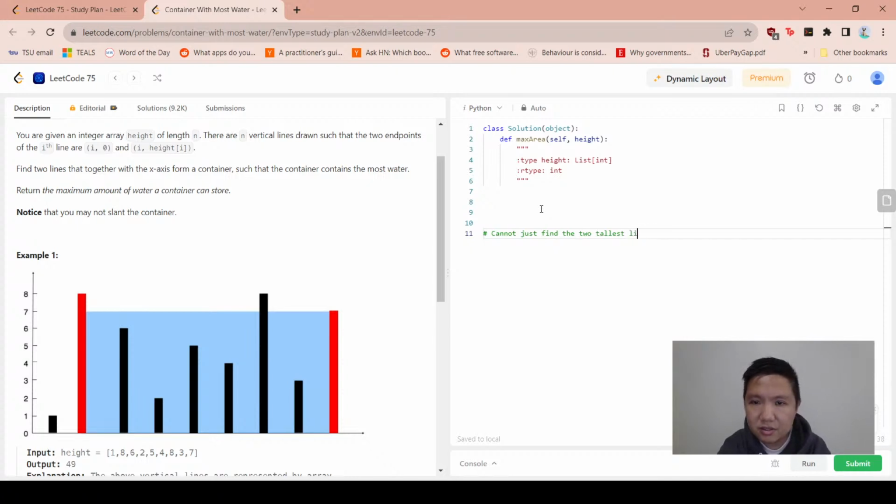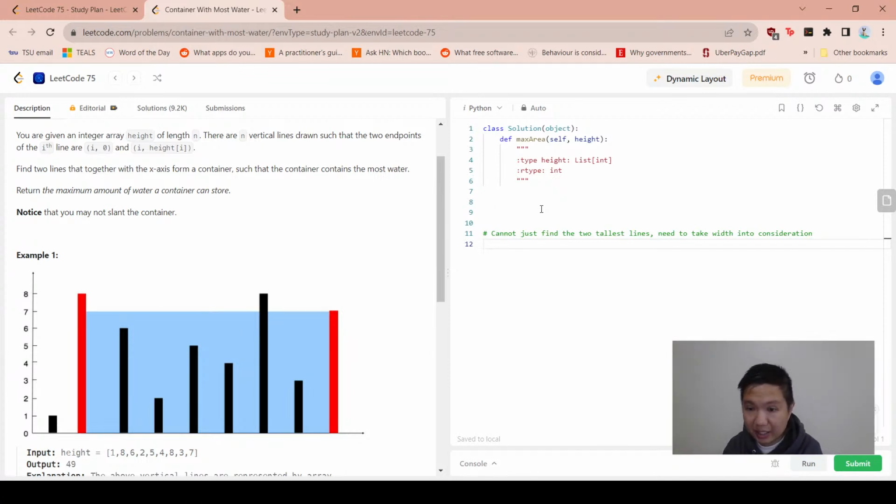You can't find the two tallest lines. You need to take width into consideration. Okay? So that's the tricky thing about this exercise. So basically, what we need to do is to find every pair of lines.